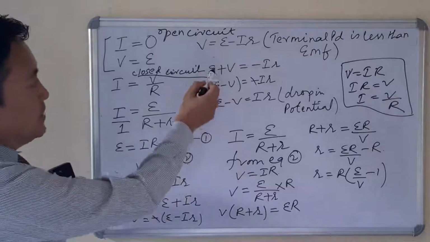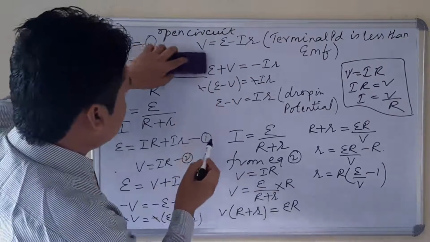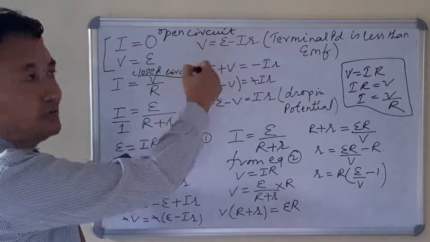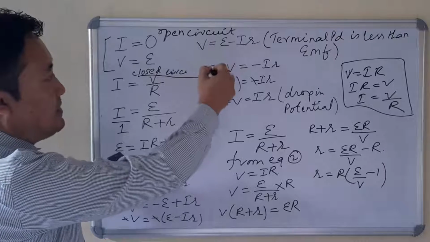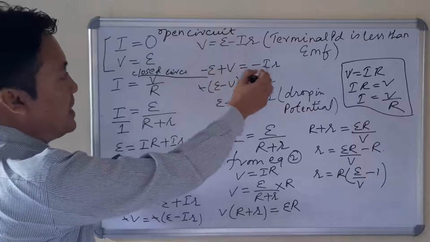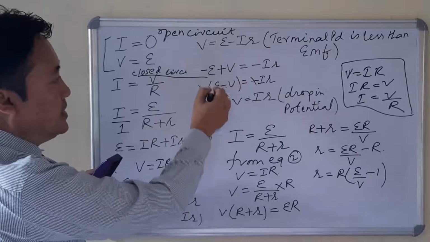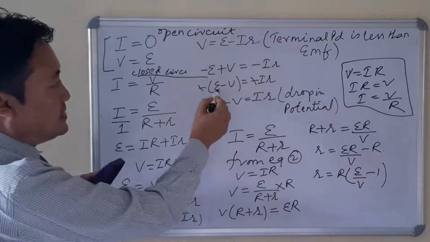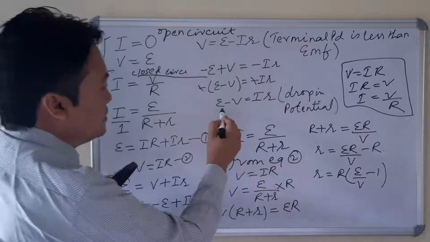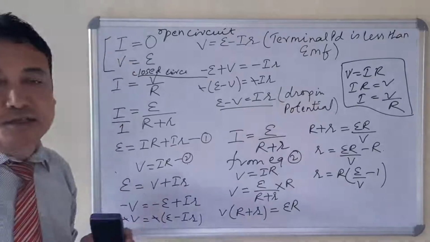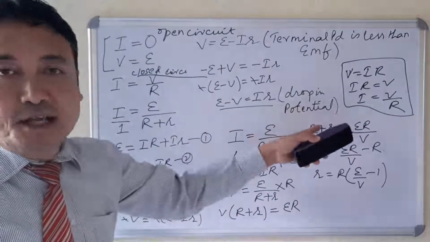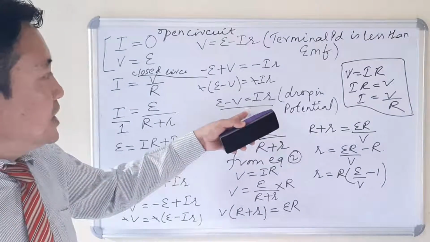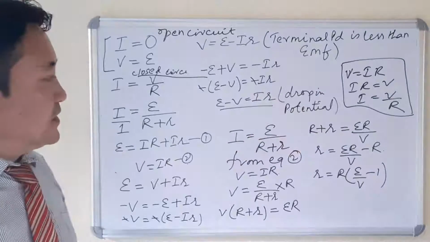Then bring this positive E towards the left hand side, that will become minus E plus V equals minus Ir. Then take minus common here, minus E minus V equals minus Ir. So minus minus cancels, E minus V equals Ir. So this equation gives the drop in potential. This is the formula for the voltage drop, or drop in potential. This is the equation to find the potential drop or the drop in voltage.